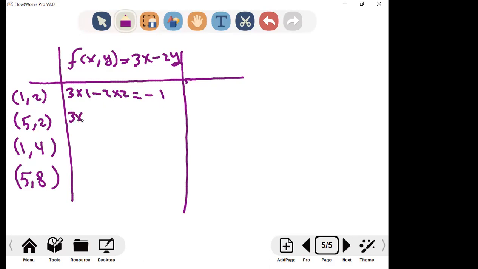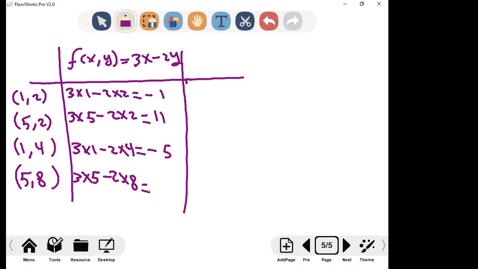Here 3 multiply 5 minus 2 multiply 2, 15 minus 4, 11. Here 3 multiply 1 minus 2 multiply 4, right? It's 3 minus 8, negative 5. Here 3 multiply 5 minus 2 multiply 8, 15 minus 16, negative 1. So here is the minimum and here is the maximum.